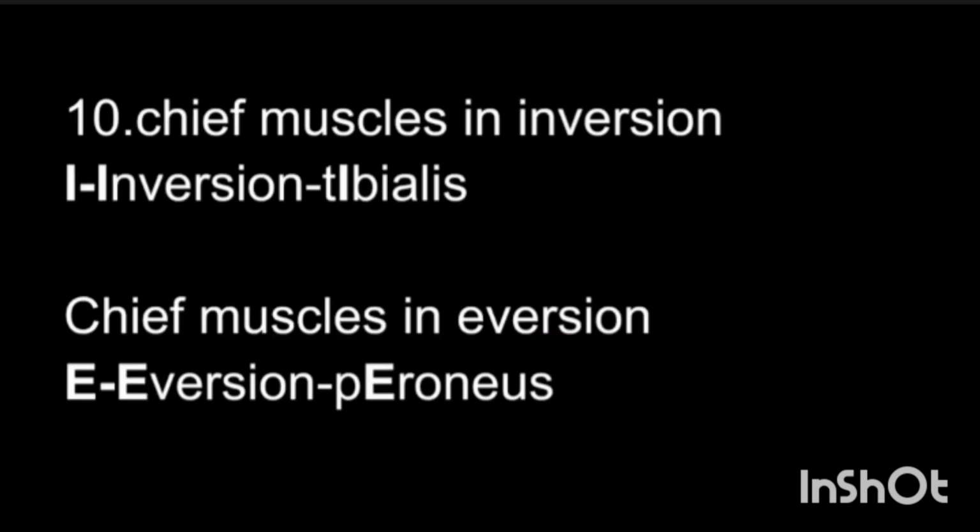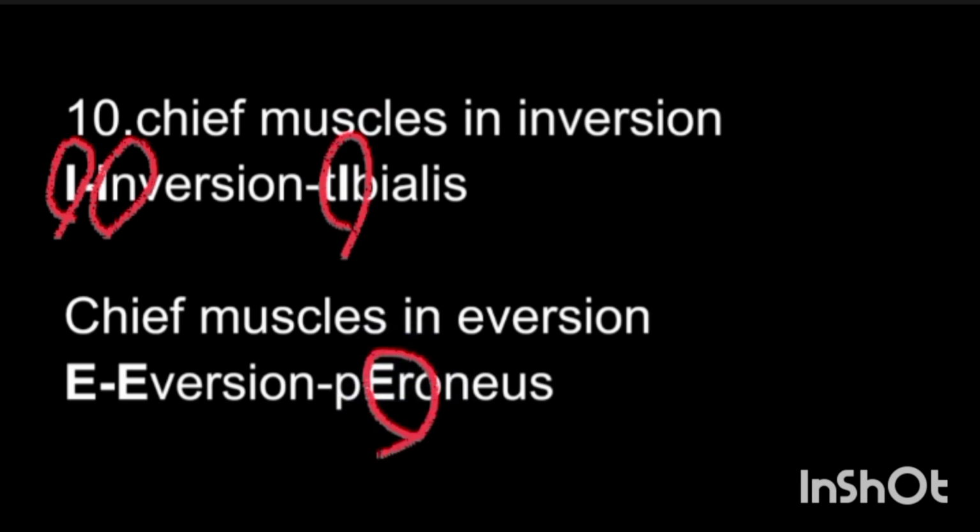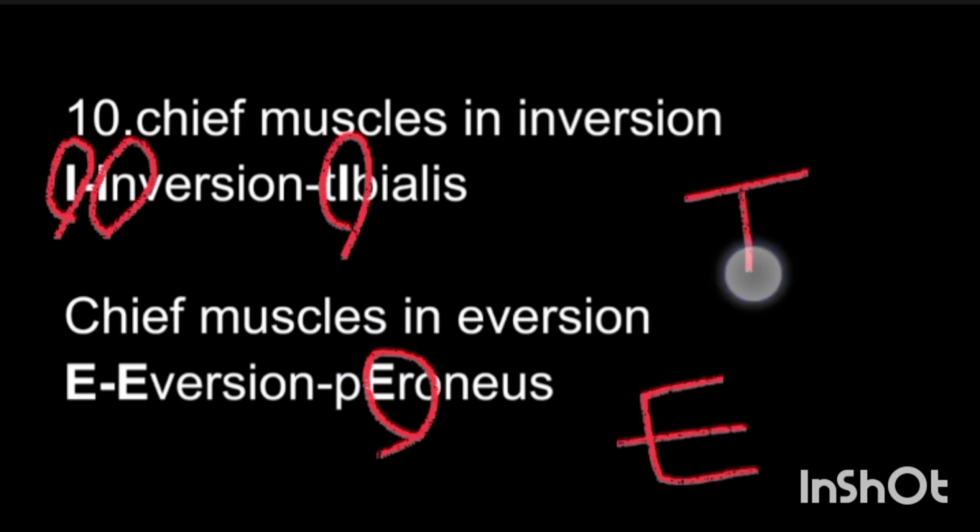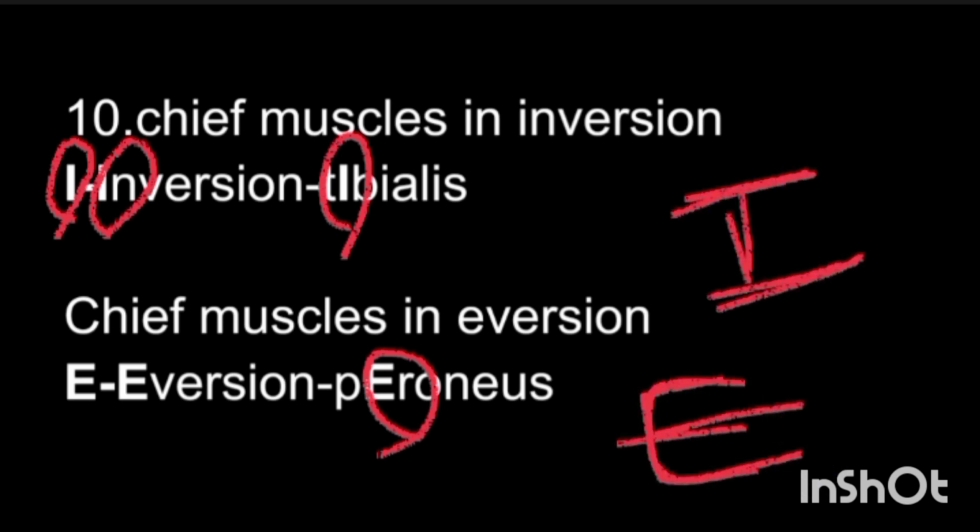Next, chief muscles used in inversion. Here I for inversion and tibialis, I. So tibialis is used in the inversion. Next, for eversion, E, eversion and peroneus muscle. We have E in peroneus muscle and I in tibialis muscle. By this you can remember, for inversion we use tibialis and eversion we use peroneus.